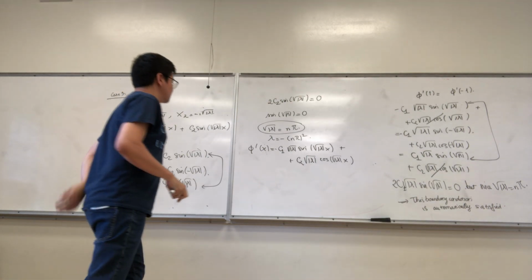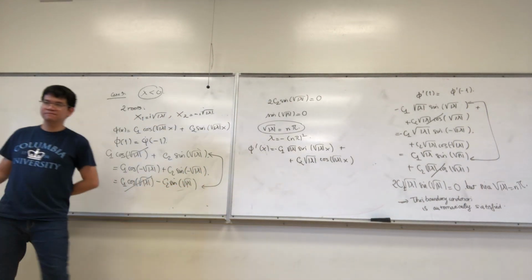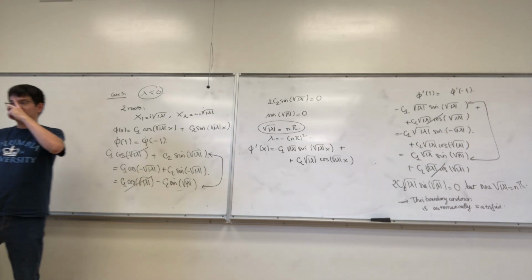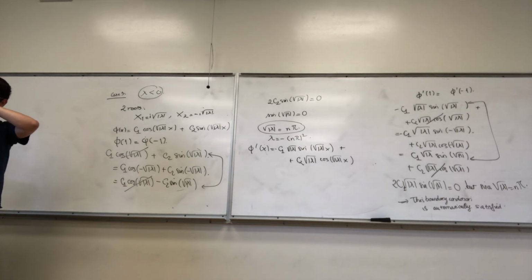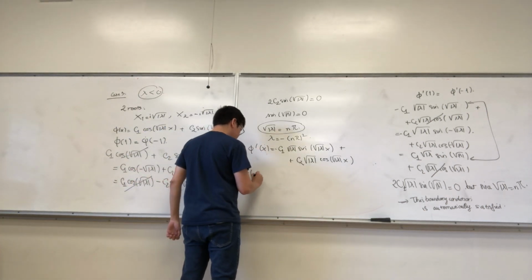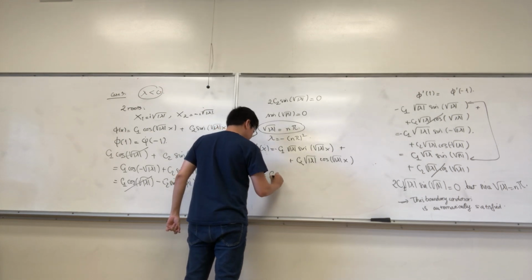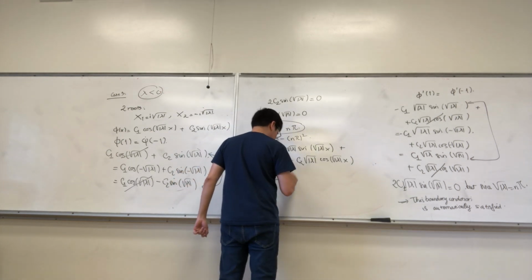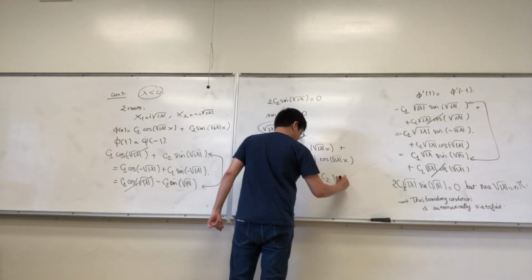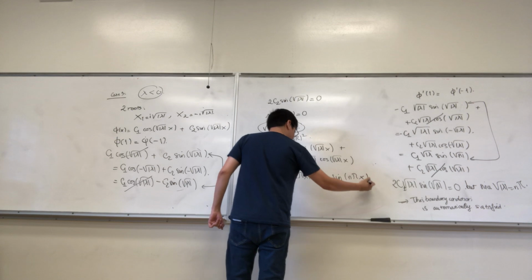So basically, what can I say about the function phi? Is it cosine n pi x plus sine n pi x? Because phi, from this finding, I have C1 cosine of n pi x plus C2 sine of n pi x.